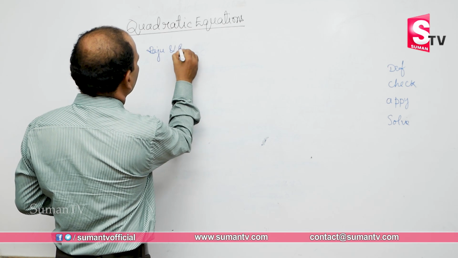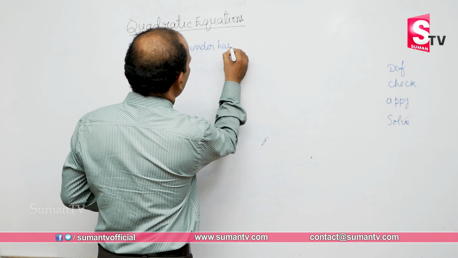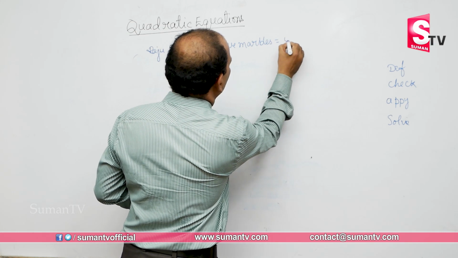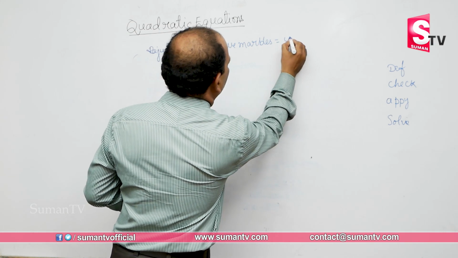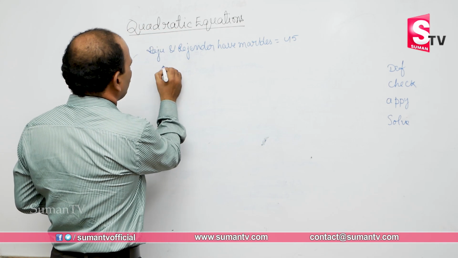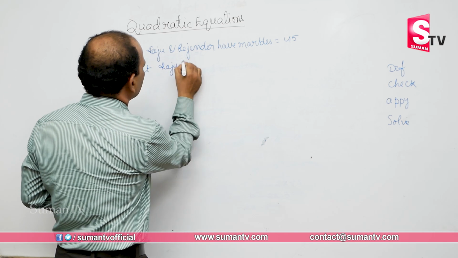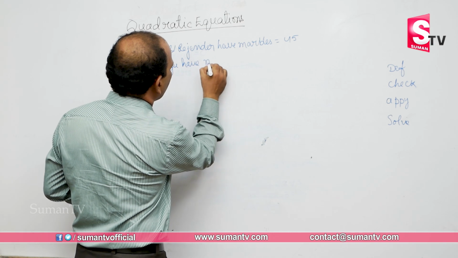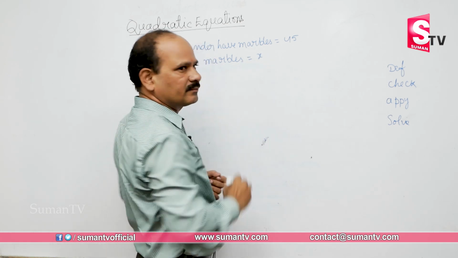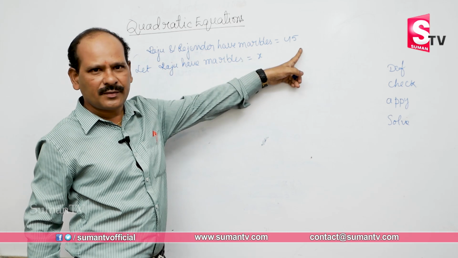Raju and Rajender together have 45 marbles. Okay, now let us check. Let Raju have marbles equal to x. Let us assume both of them together have 45 marbles.